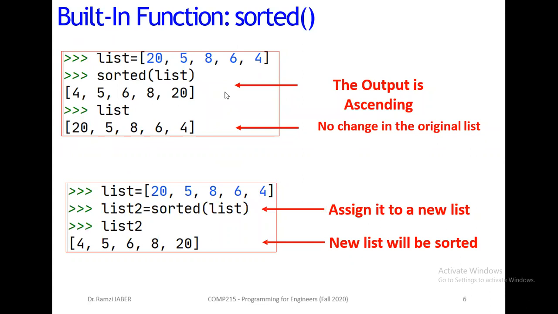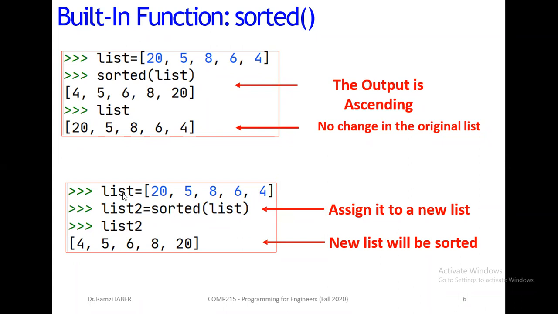If you have this list, just write sorted between parentheses, list. The list will be sorted in ascending order, and at the same time no changes will be made to the original list. When we call the built-in function sorted, the original list will not change. If I want to copy a sorted list to another list, I need to assign it to a new list.